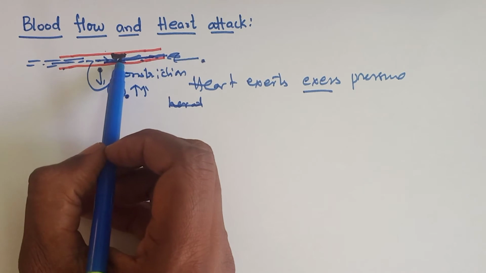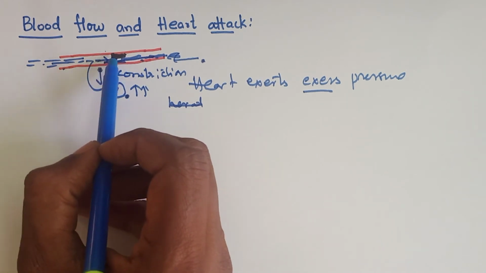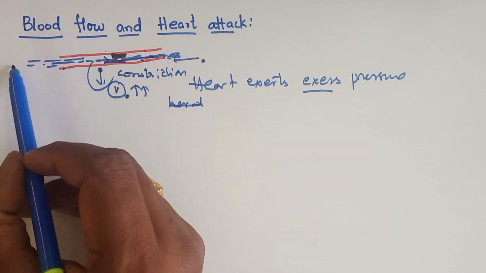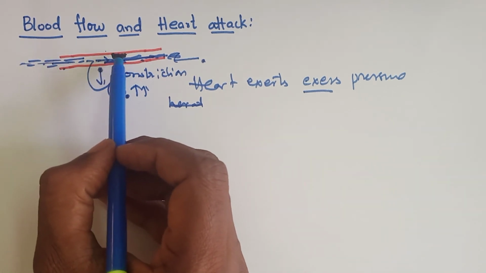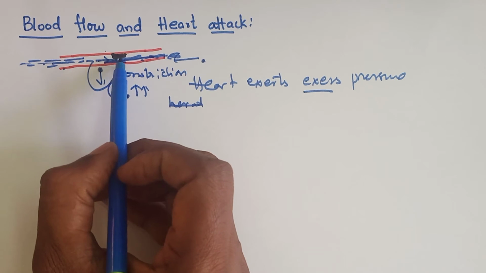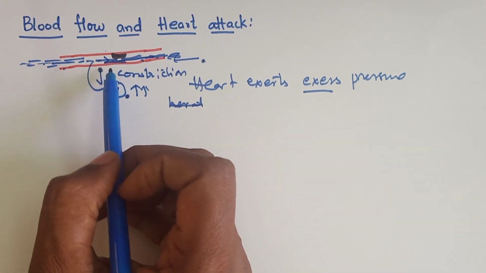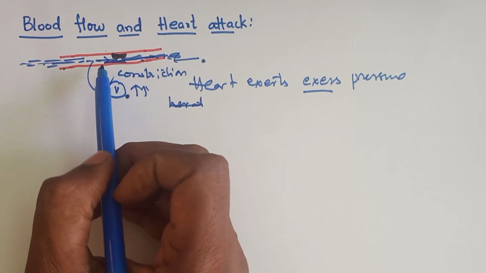In order to treat this, we generally hear the term stent. A stent can be placed over here, where the plaque region or small region can be widened by sending a stent through the arteries.